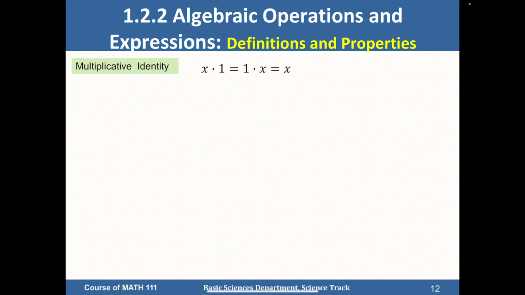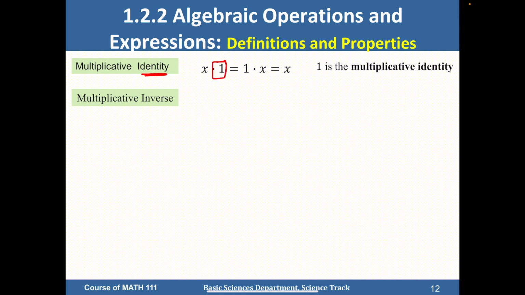Now what about the identity and the inverse of multiplication, or multiplicative? The identity would be the number 1, since if I multiply 1 with any number, I will have the same number. And the inverse would be the reciprocal of x. If I multiply x with its reciprocal, I would have the identity. So x times 1 over x, I cancel x with x, then I am left with 1.